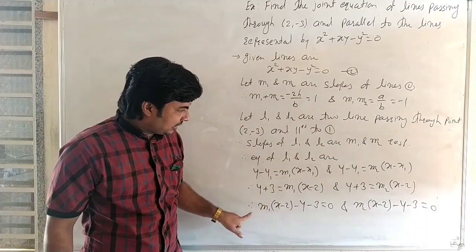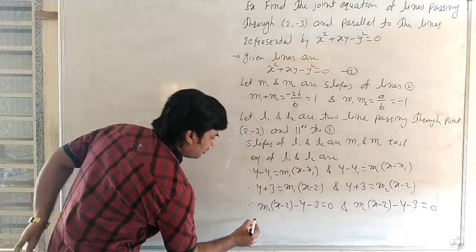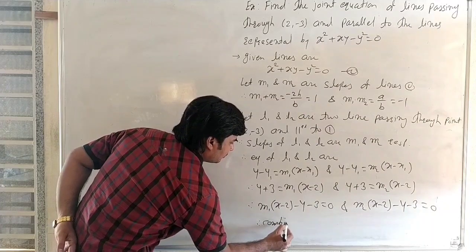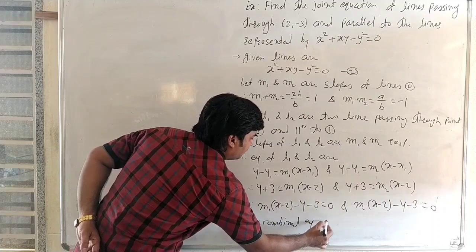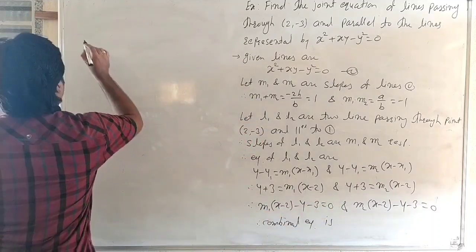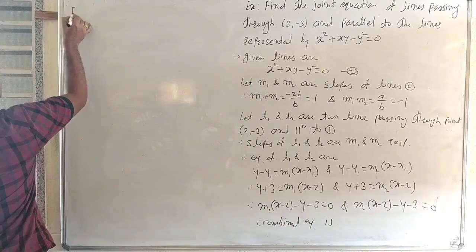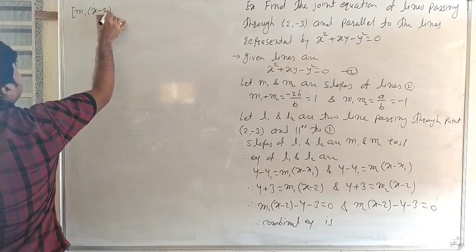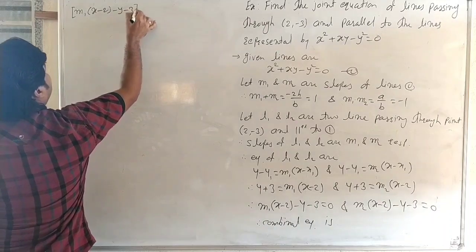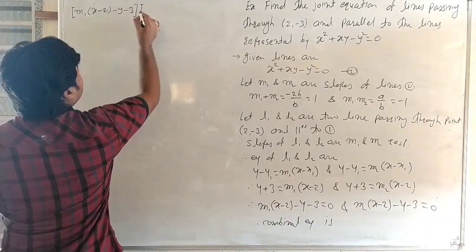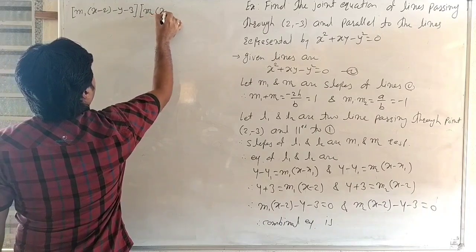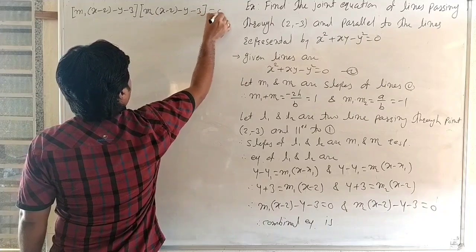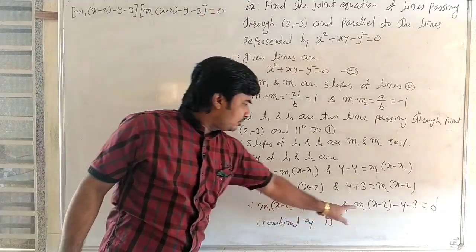Here, then we find the combined equation of these two lines. Therefore, the combined equation is, now we find the combined equation. Take the multiplication: (m1 x minus 2 minus y minus 3) into (m2 x minus 2 minus y minus 3) is equal to 0. Combined equation of these two lines.